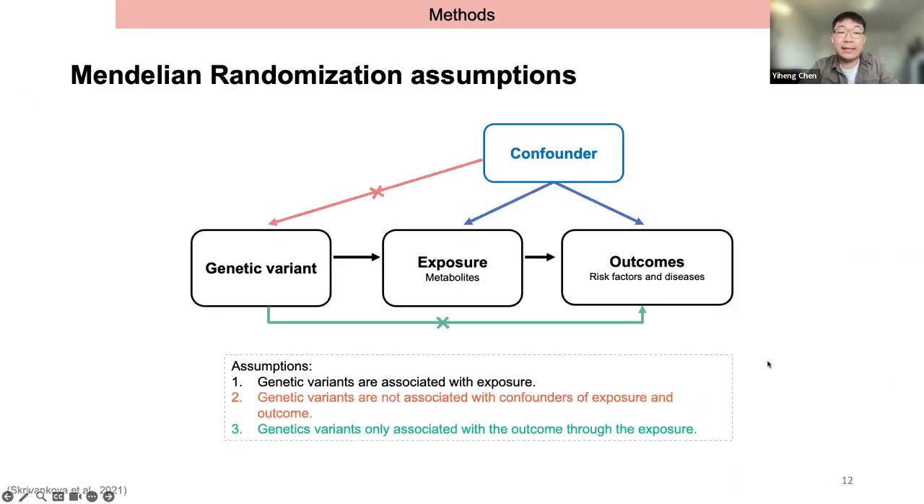So there are three key assumptions for an MR study. The first assumption is that the genetic variants are associated with our exposure, in my case metabolites. The second assumption is that the genetic variants are not associated with the confounders of exposure and outcome. And lastly, the genetic variants are only associated with the outcome through the exposure. With those three assumptions, we can use the genetic associations between the variant and exposure as an instrumental variable to infer the causal effect of exposure on outcomes, such as metabolites on disease risk.